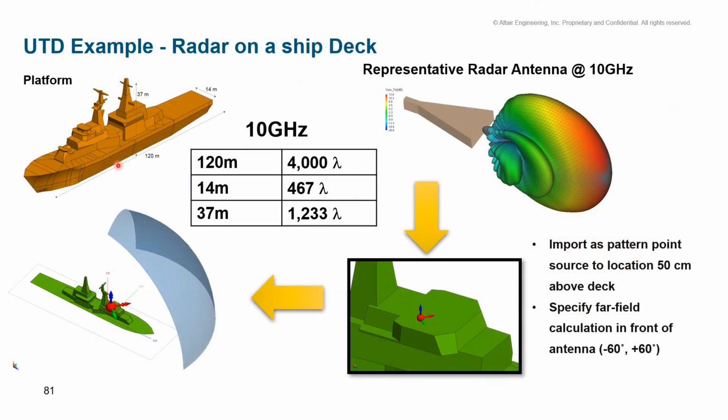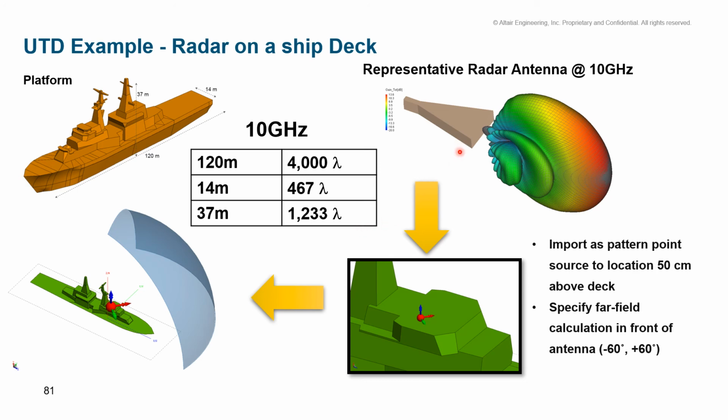One last example of UTD, again, when you have a ship platform which can be approximated with flat plates. Let's say you're putting a radar on the deck of the ship and you're rotating the radar, and you want to see what is the effect of these obstacles, the mast on the ship. This is at 10 gigahertz, that's 4,000 wavelengths and 467 wavelengths in length, and the height is 1,000 plus wavelengths, I guess. So you can see that it's a huge problem. You can't do it with any of the methods that may be available today, either full wave or asymptotic, except UTD in this case.